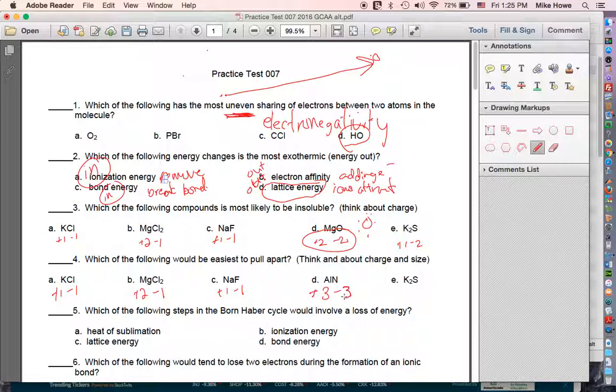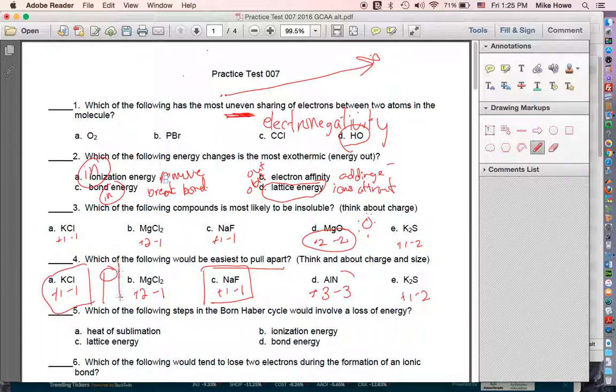+3, -3. +1, -2. The ones that stick together the most would be this one, but we want the ones that are easiest to pull apart, so we're going to go to the lower charges. So we're looking here or here. Now this is where I use the analogy of the ping pong balls in a trash can.